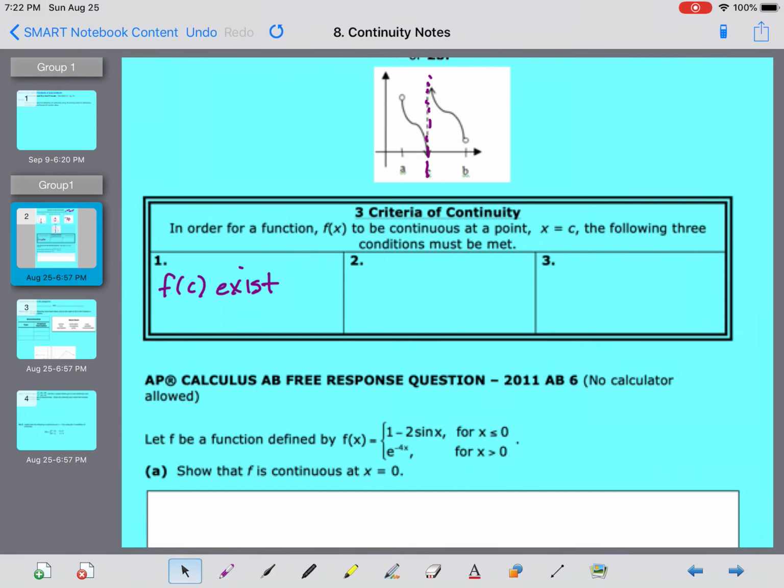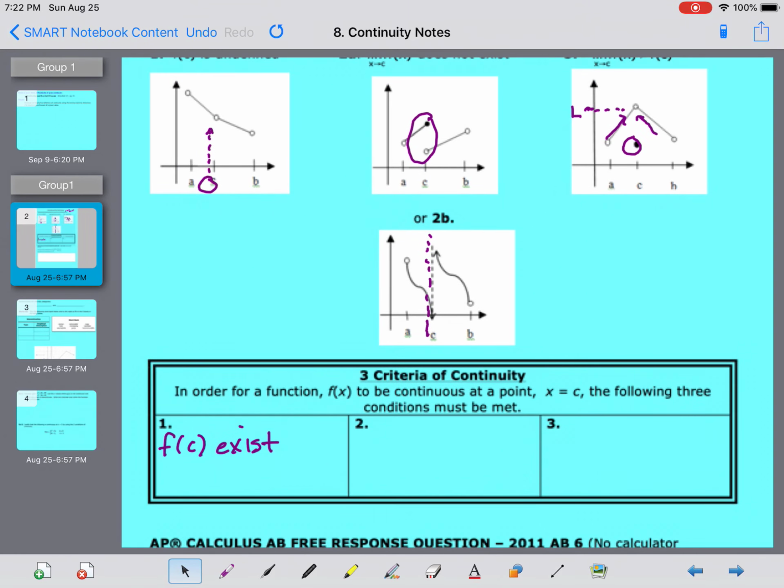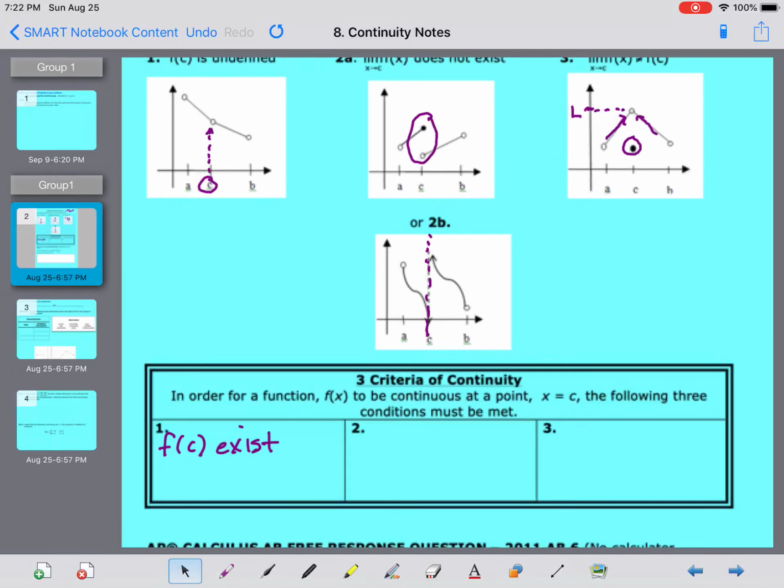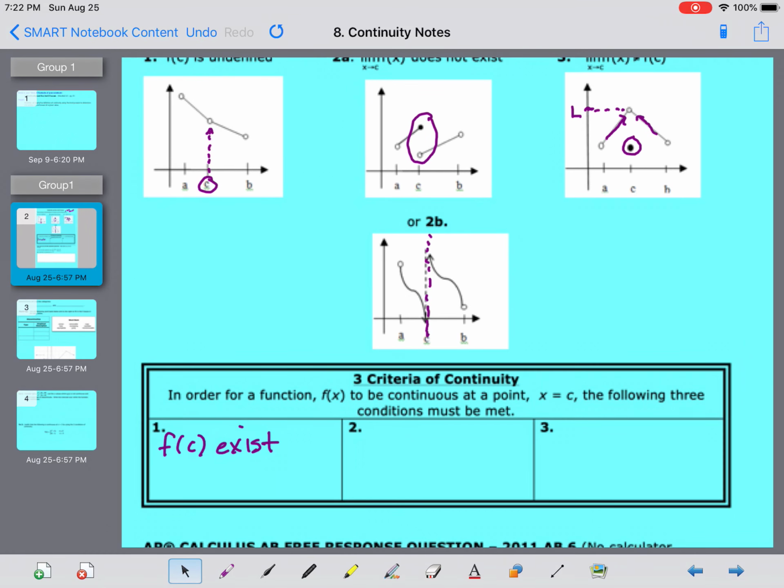So if we look at our graphs, in our first one, our function was not defined. In the second one, our function is defined there, but that limit doesn't exist. And then the last one, our function is defined. So good, that's the first part of continuity.